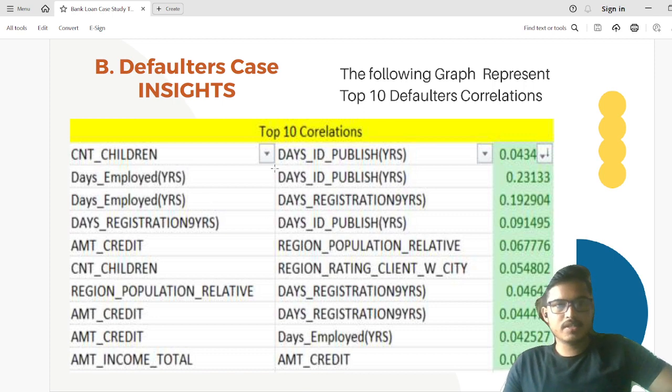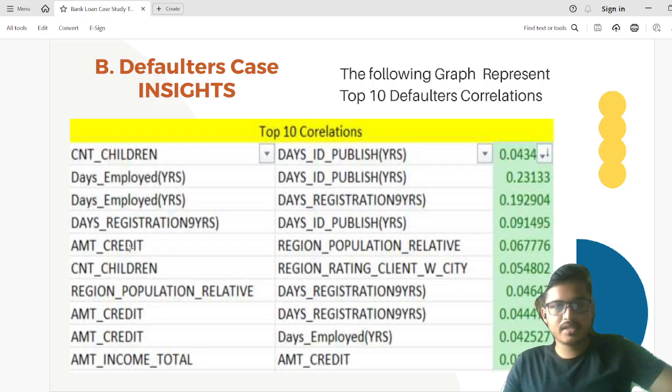So it suggests that the defaulters are coming from the higher count of children. If the higher count of children is there, the days in published is also higher. If the days employed is higher in the defaulter case, the days registration is also higher. If days registration is higher, then days in published is also higher.